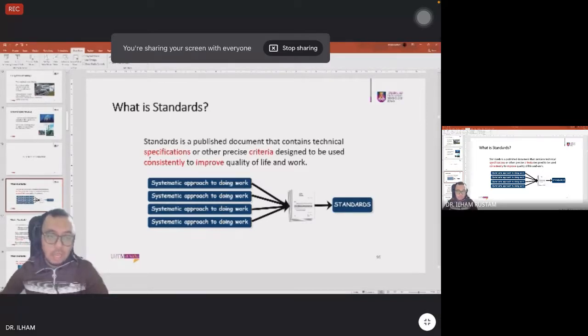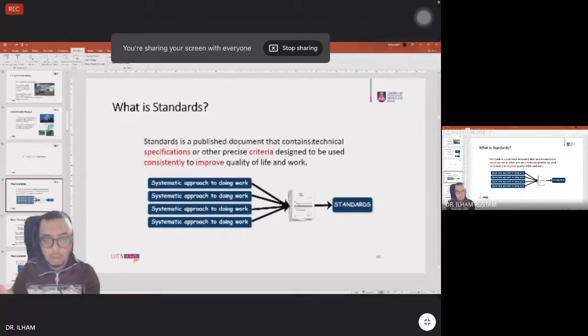So basically, standards is just a document, a piece of paper, maybe tebal. Typically will be tebal lah. If you go to ISO office ke mana-mana ke, ataupun download ISO punya dokumen tu memang tebal lah. That contains technical specification or other precise criteria designed to be used consistently to improve our quality of life and our quality of work. So standard ni doesn't mean apply only on the machine. It is also applied to human being. Sebab it is not only how it is being manufactured.